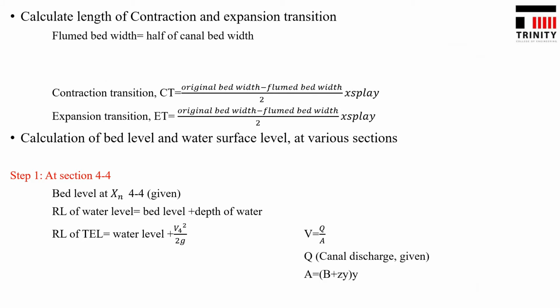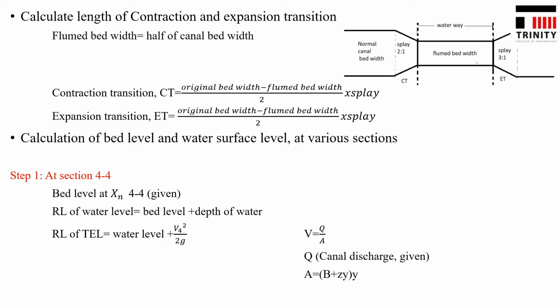Next is the length of contraction and expansion transition. This is the figure, where we will be having a waterway length with a flumed bed width, that is, a reduced bed width. Normally for a structure that is being constructed in the water, we will reduce the water width, that is the flumed bed width. Actually the original bed width will be taken as the normal bed width, and half of the normal bed width will be taken as the flumed bed width.